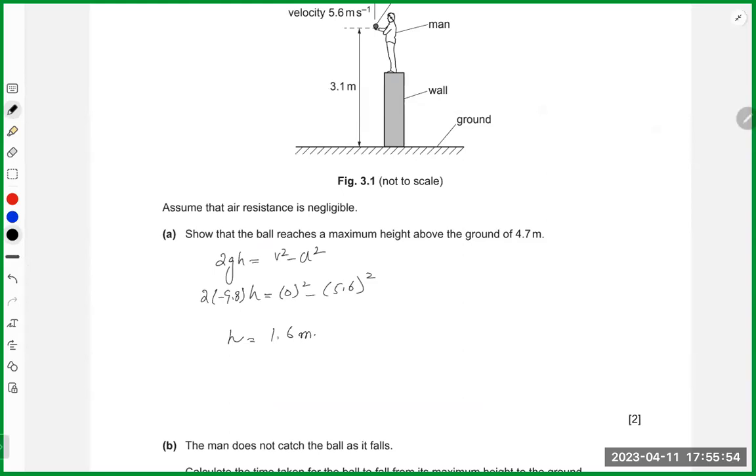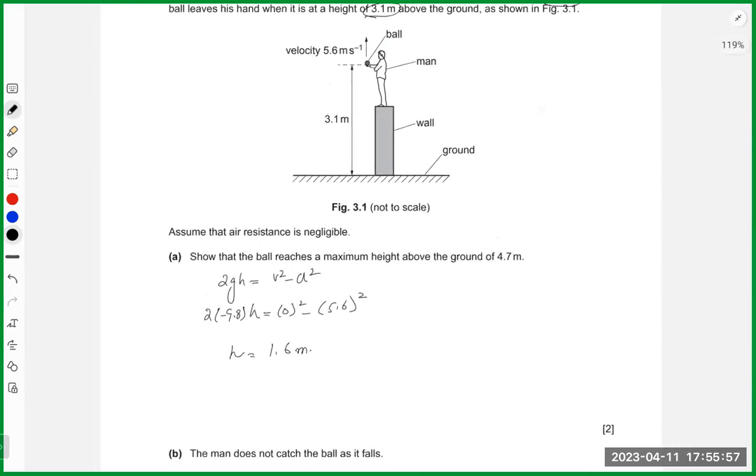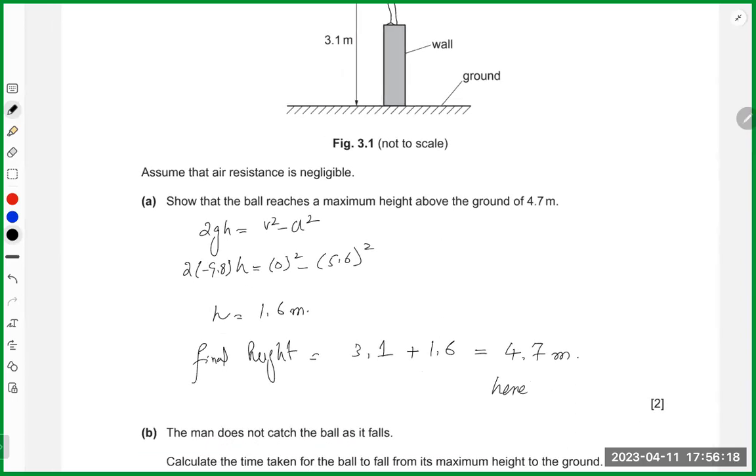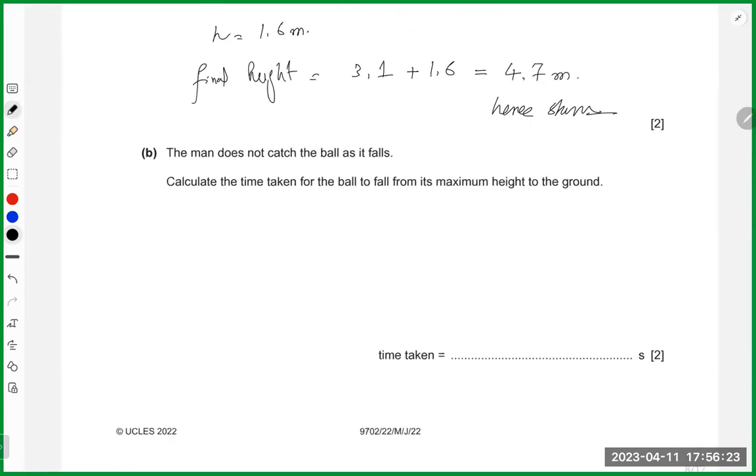The object goes 1.6 meter higher above 3.1. Final height equals 3.1 plus 1.6, so 4.7 meter. And shown. The man does not catch the ball as it falls. Calculate the time taken for the ball to fall from its maximum height to the ground.